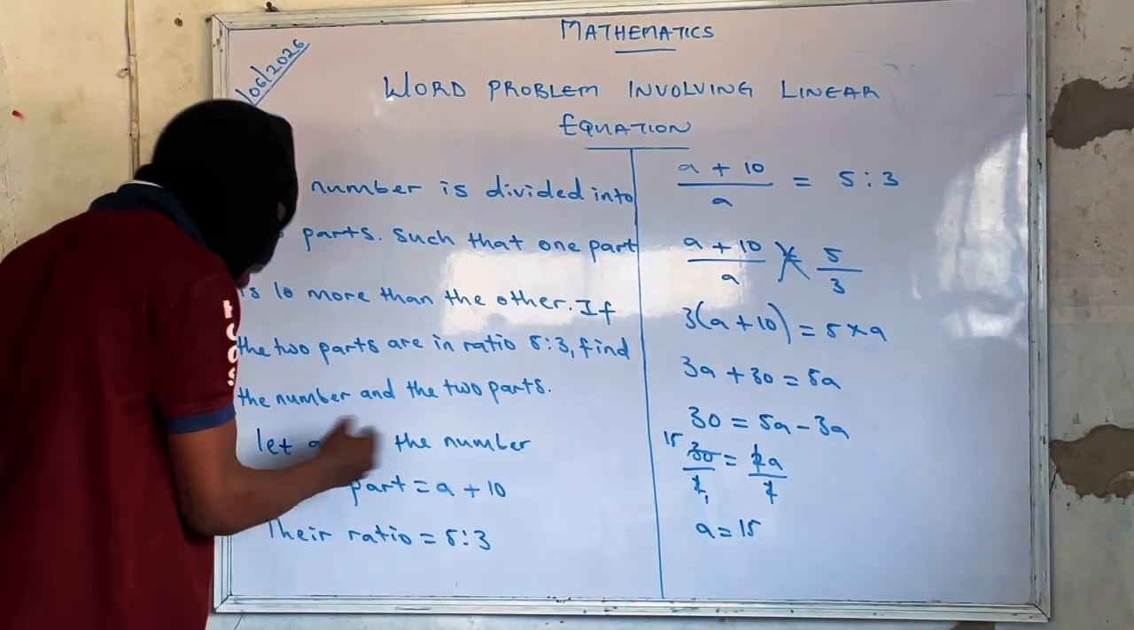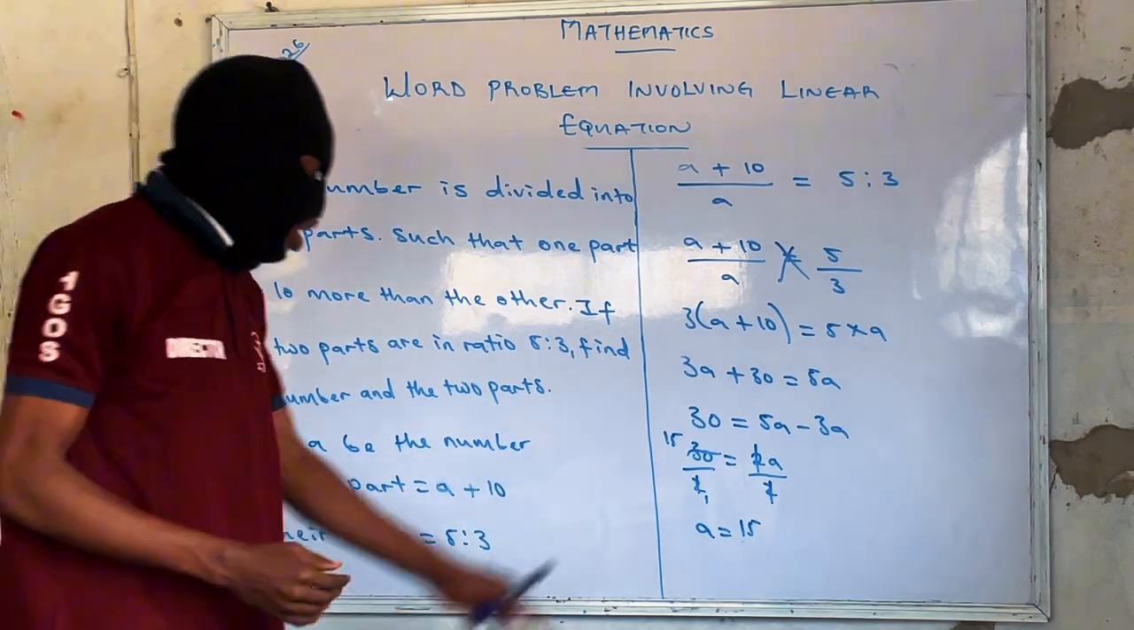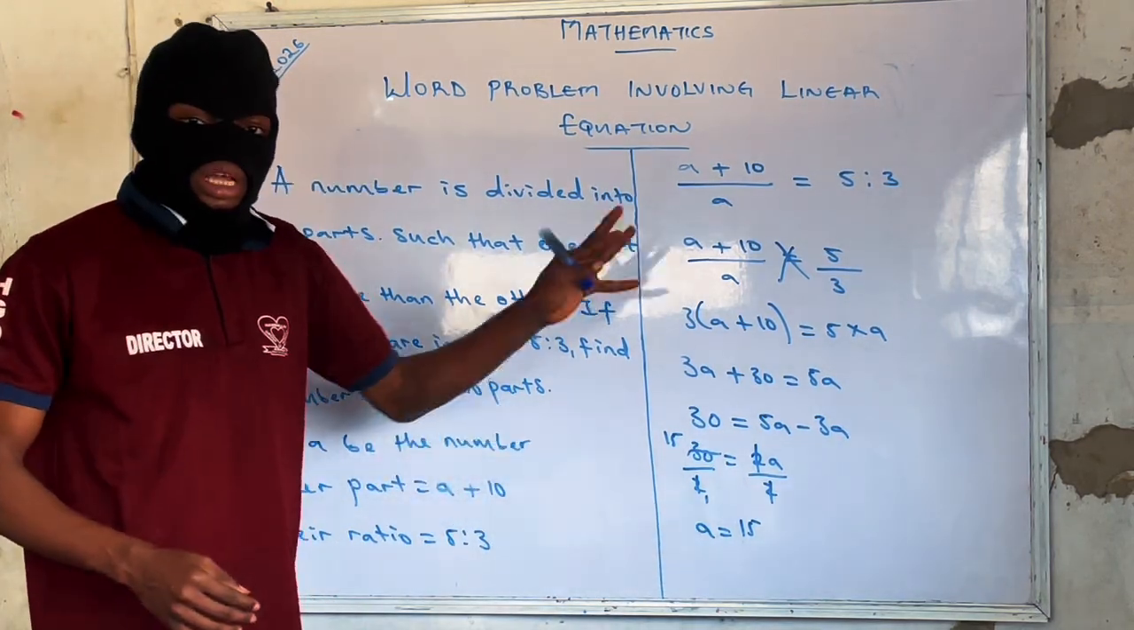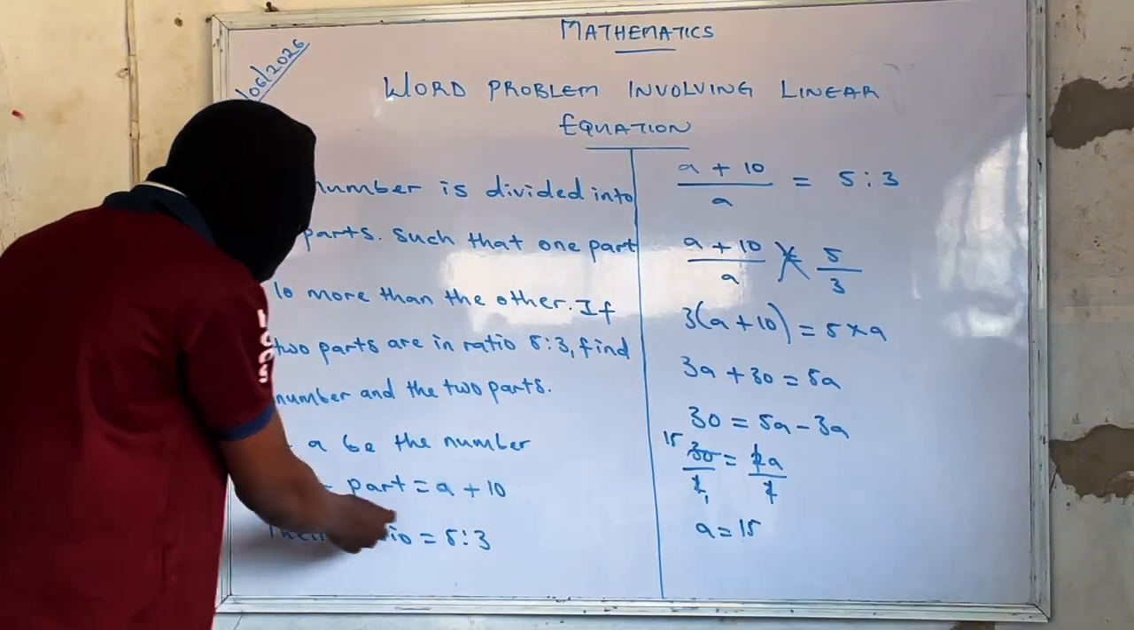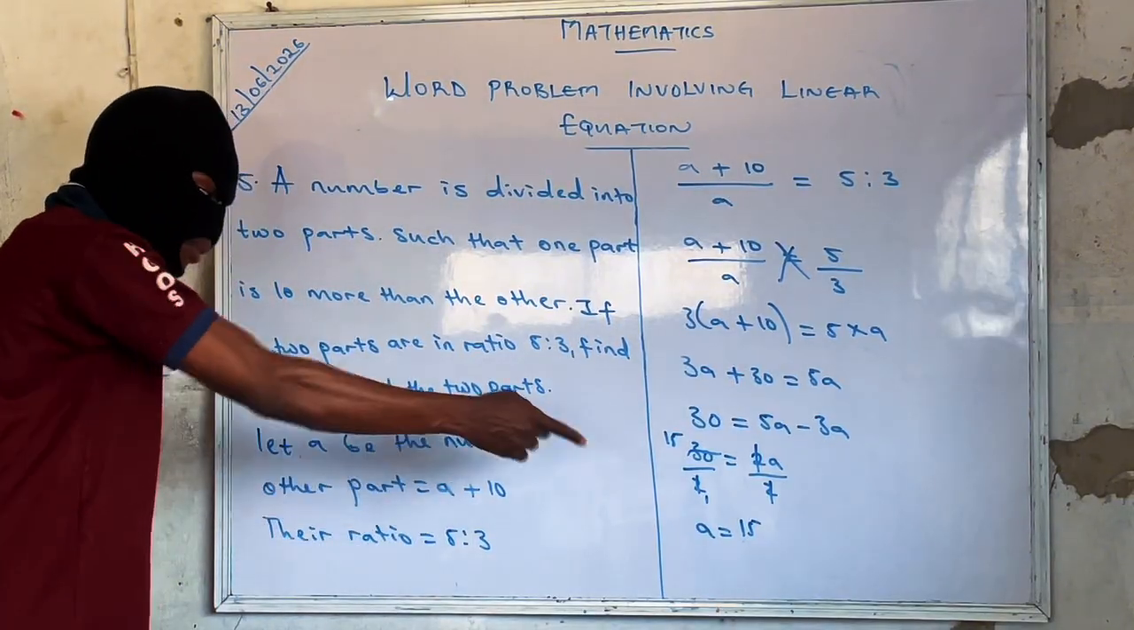Now you can see we have already found one part of the number, which is equal to 15. Now the second part, or the other part, is A plus 10.